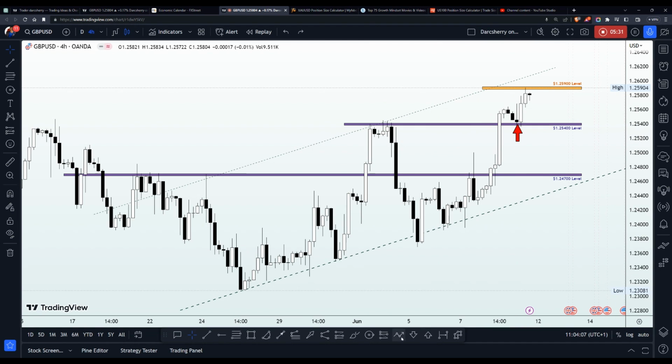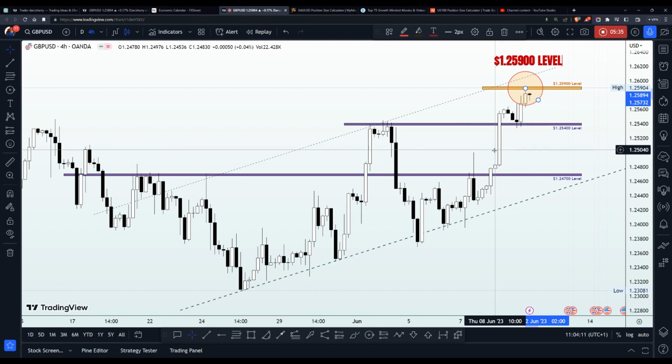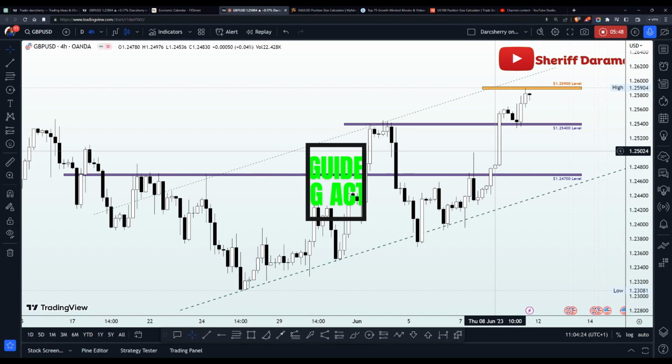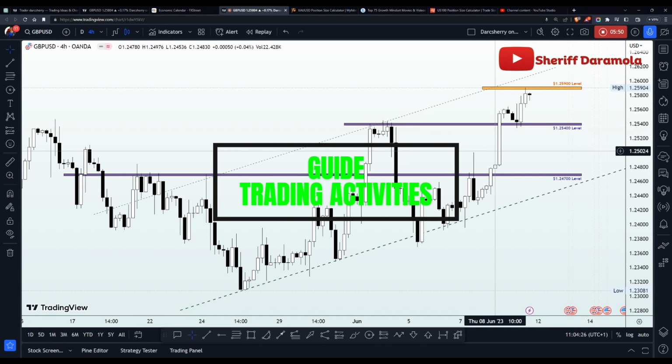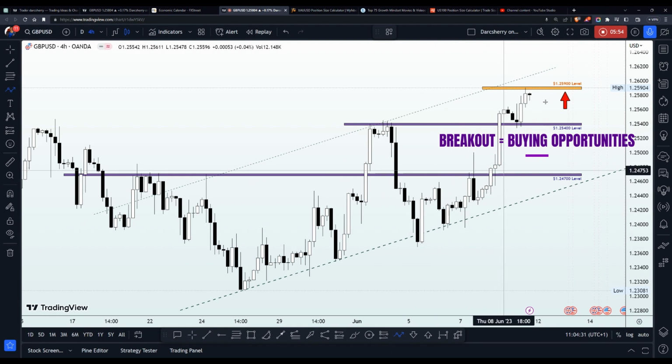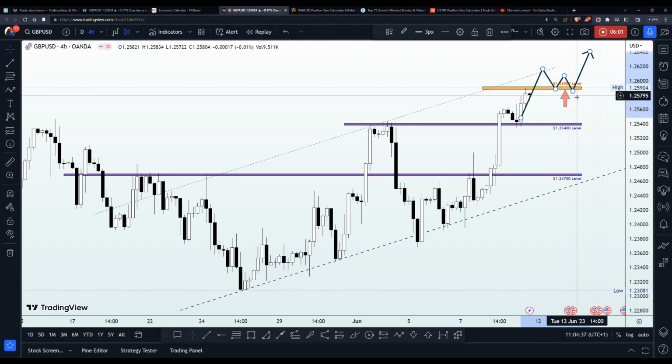We had a new high last week where price action culminated at the 1.25900 level, which is going to be serving as my key level for the week. And what does this mean for us when we say key level? Well, for me here, my key level serves as a yardstick to help me guide my trading activity. So if price action breaks out of this key level at this juncture in the market, then I want to be looking out for opportunities to buy the GBPUSD.